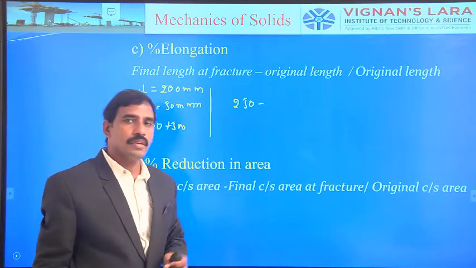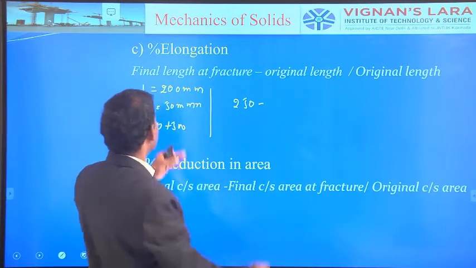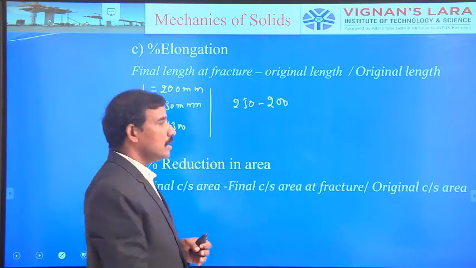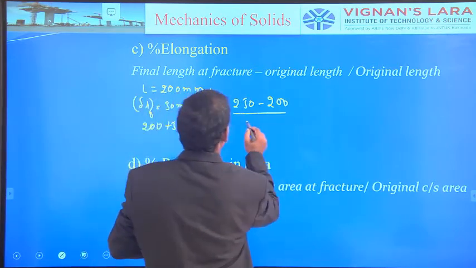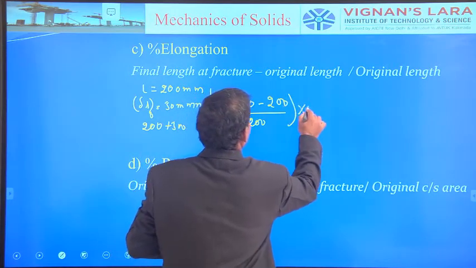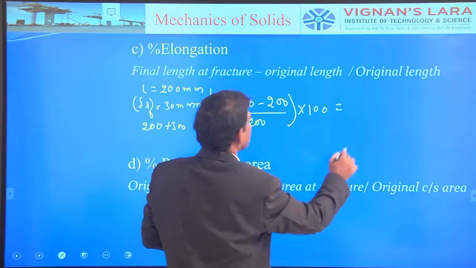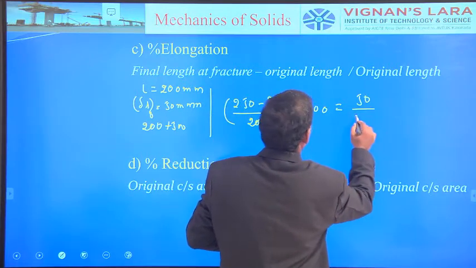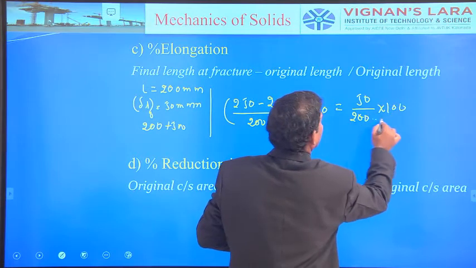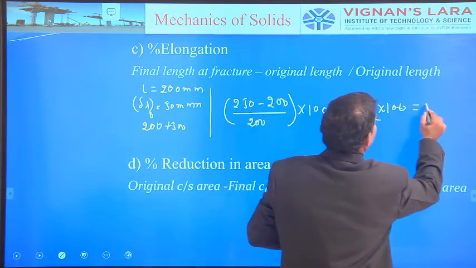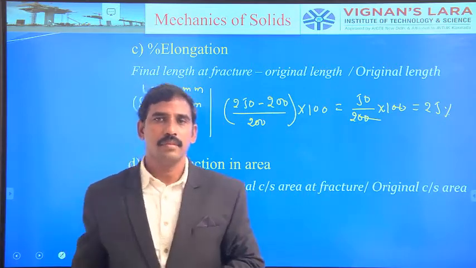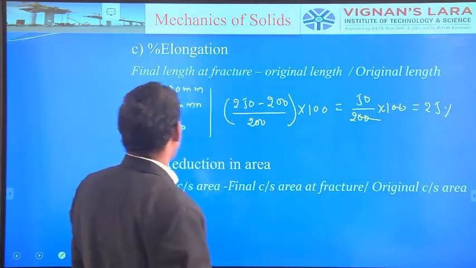Minus, what about the original length? The original length, we know, is 200. So that is equal to final length minus original length divided by original length, into 100. Finally, it becomes 50 divided by 200 into 100. Very simple. 25% of elongation takes place.